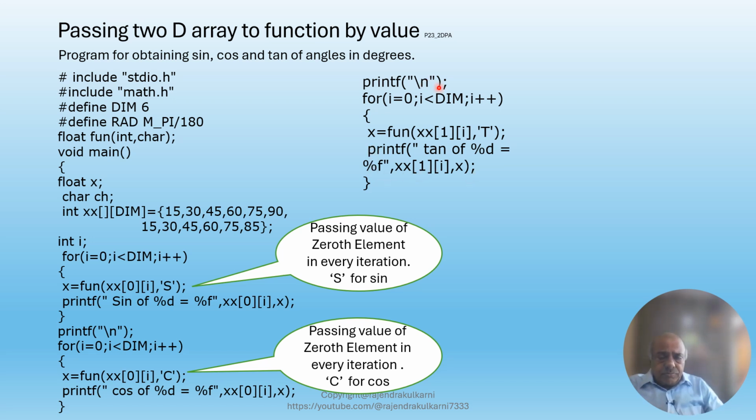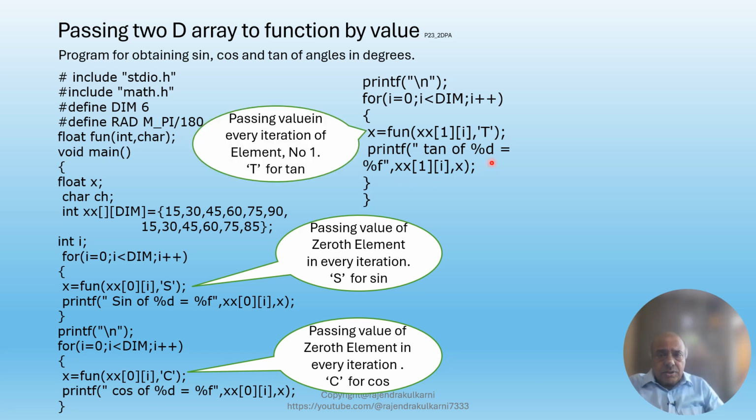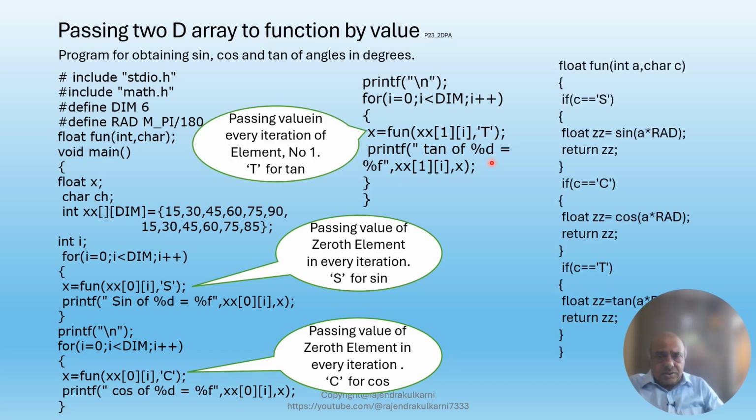So in this loop, in the third for loop, we will be passing the values of element number 1 of the 2D array, which is a 1D array consisting of values 15, 30, 45, 60, 75 and 85. The tan of these values will be returned by the function, collected by x and displayed by this printf statement. Now how does this function work?